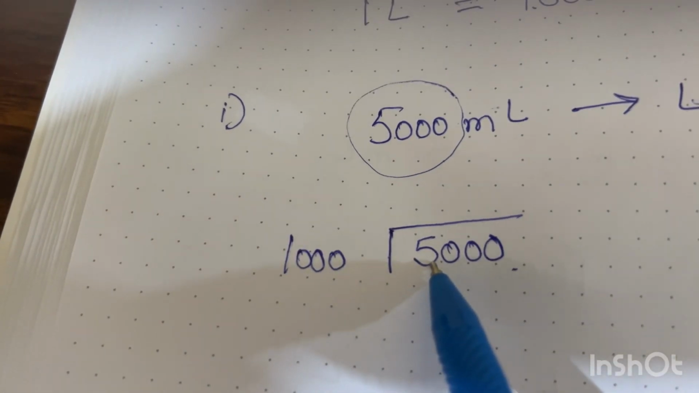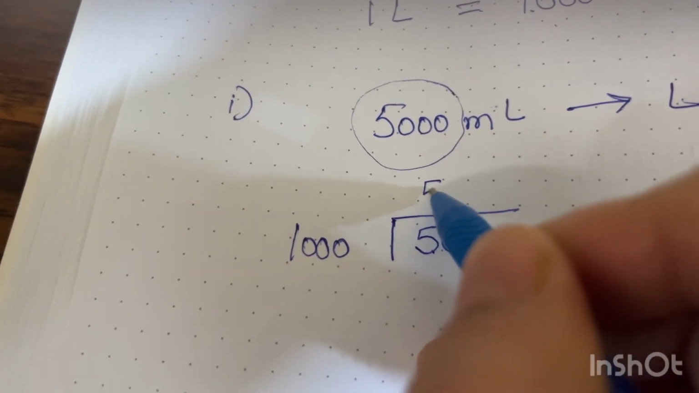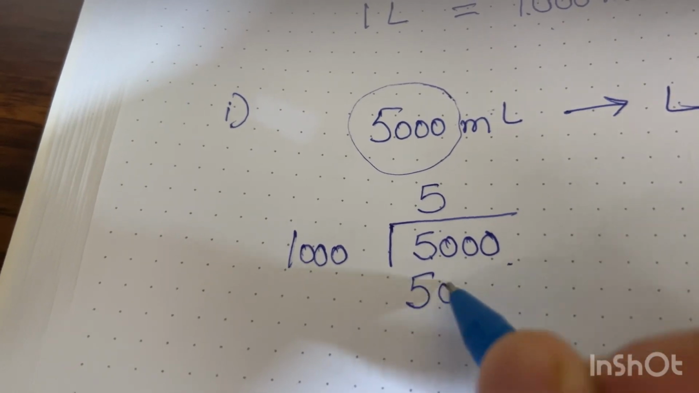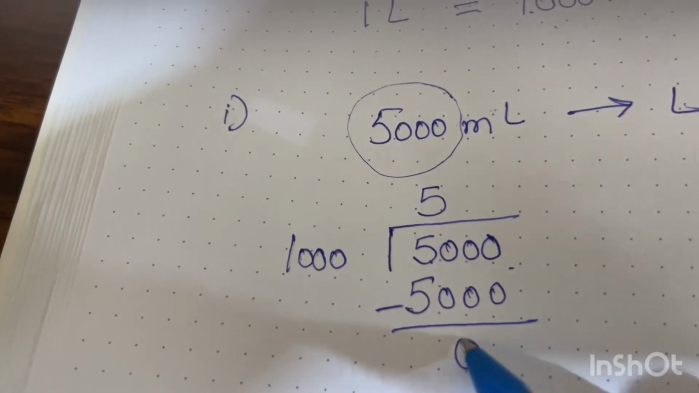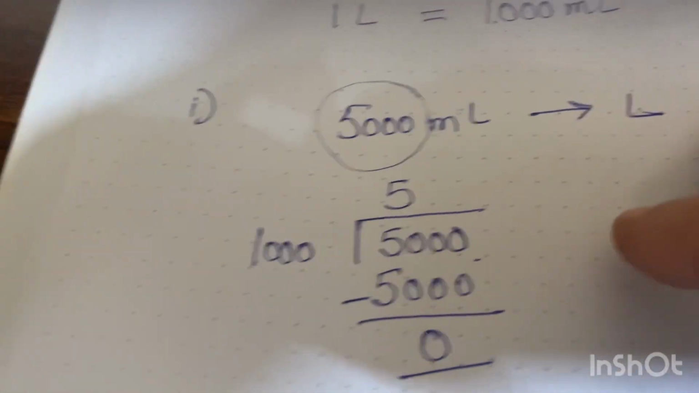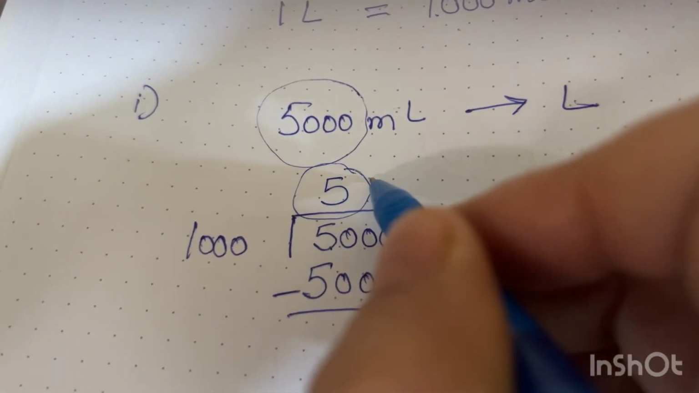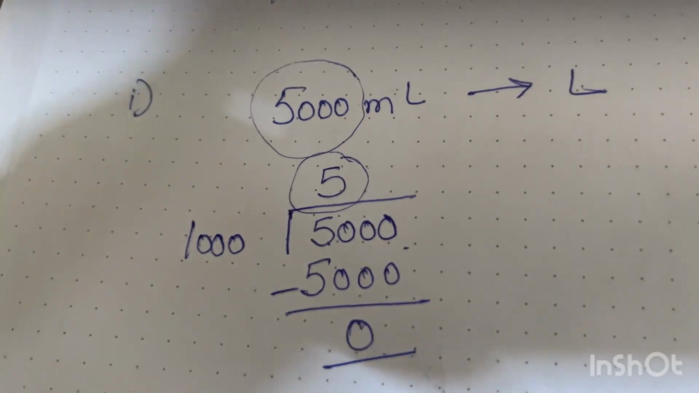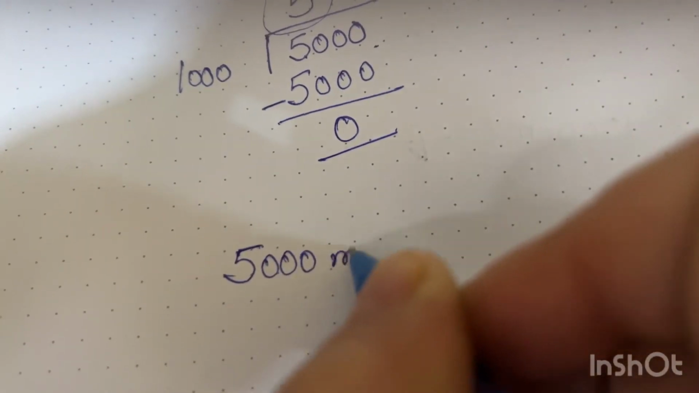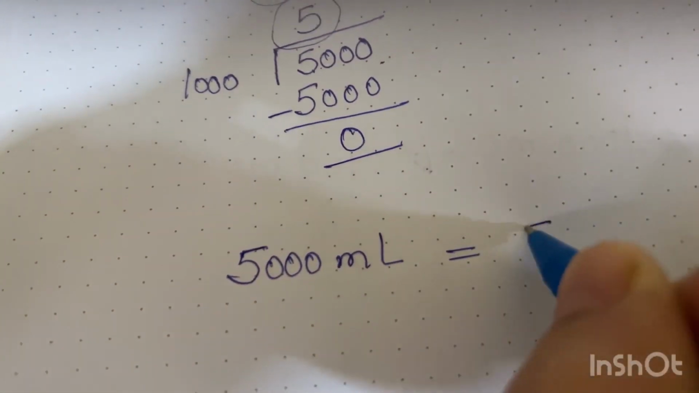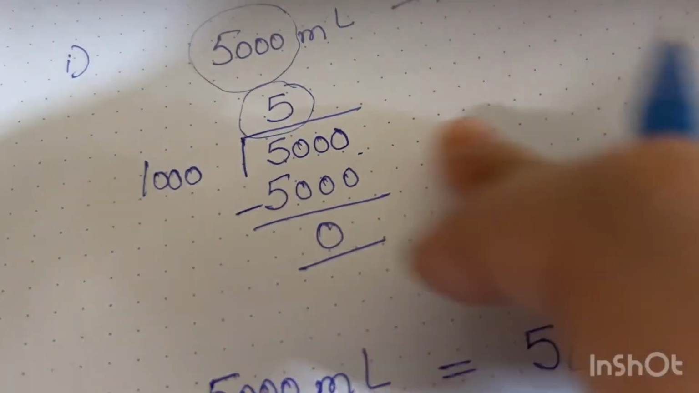1000 fives are 5000. We put a minus sign over here and the remainder is 0. So this is our answer. 5000 milliliters, when we convert this into liters, it will become 5 liters. See, the answer is 5.